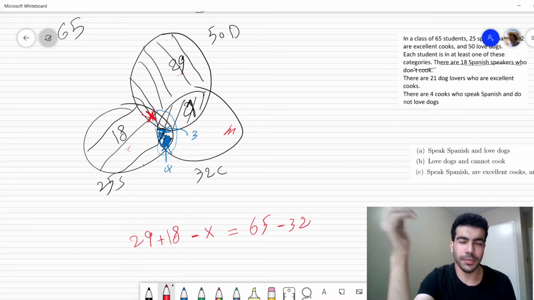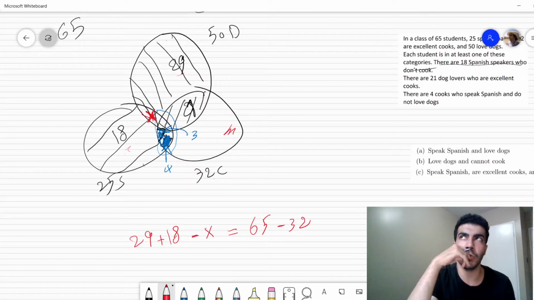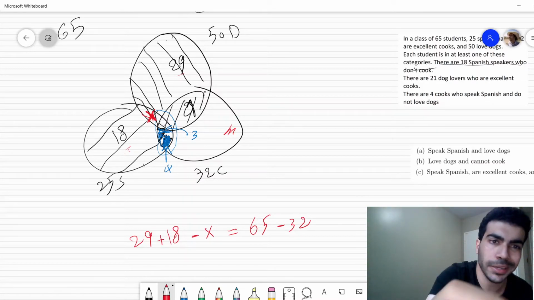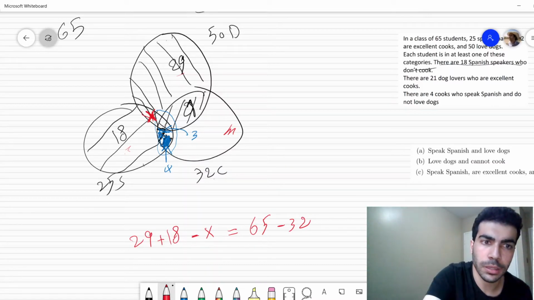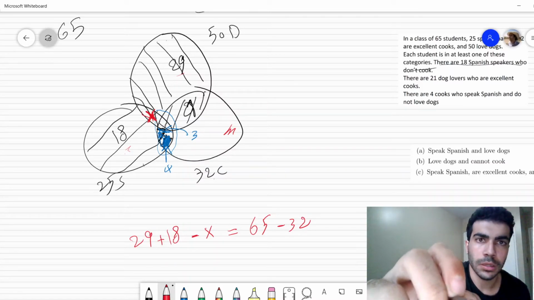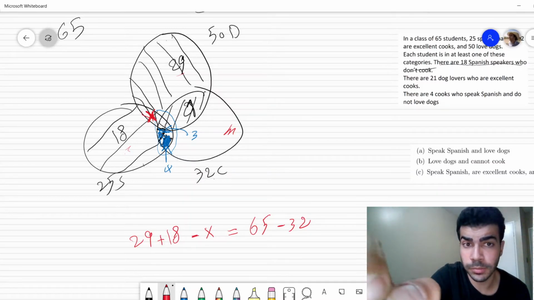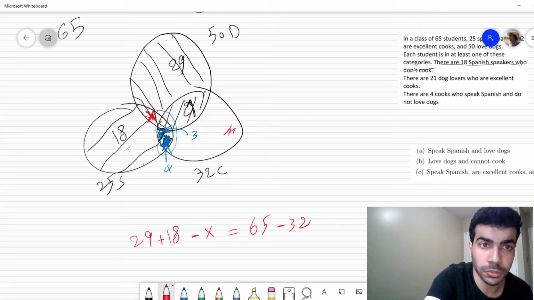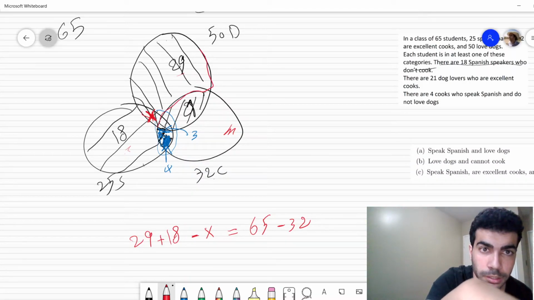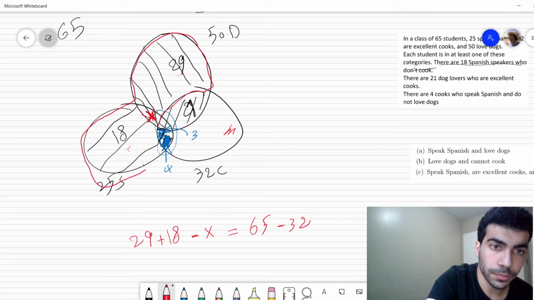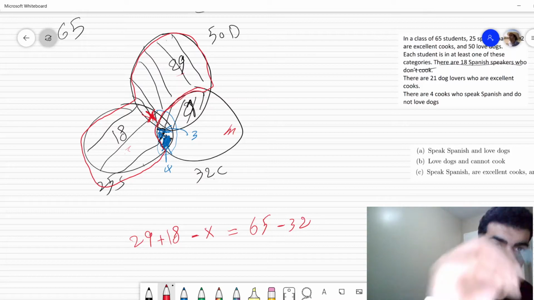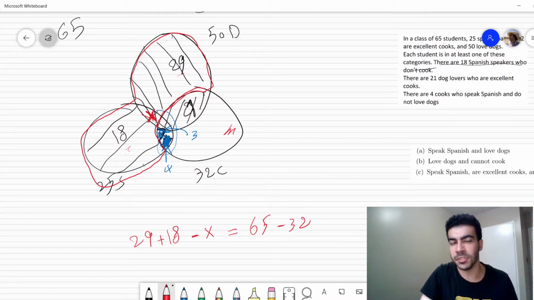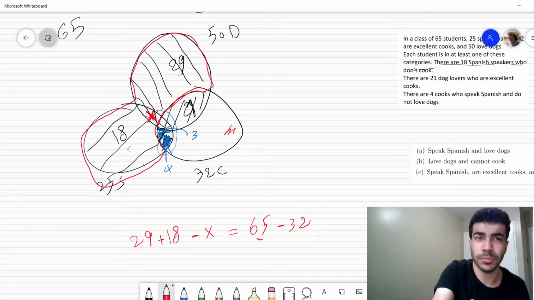Now, what I just did here is that I'm trying to look at this specific area: people who speak Spanish and love dogs, but they can't cook. So basically, I'm trying to find this area here. This area, the whole 3 circles together, is 65. If we take people who can cook from it, you know that 65 minus 32 will cover this area.